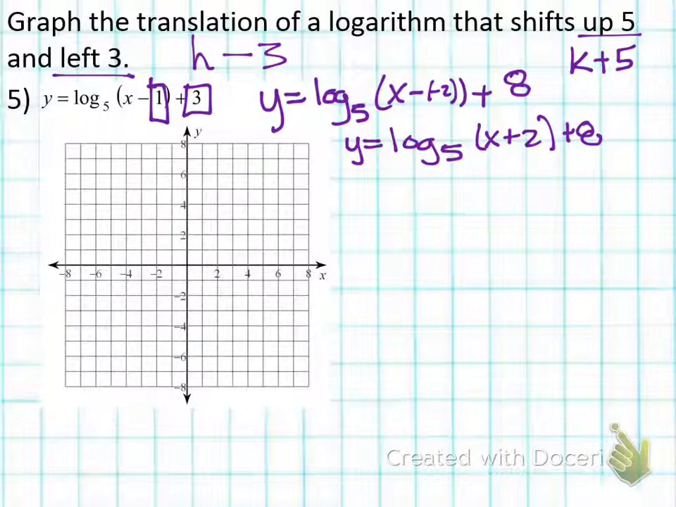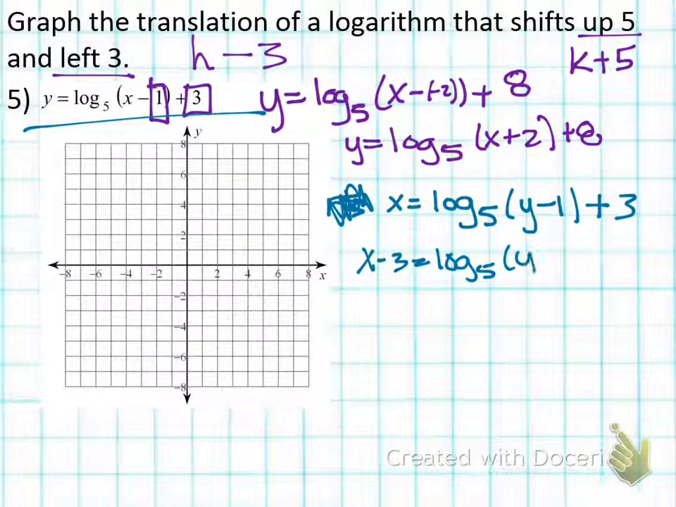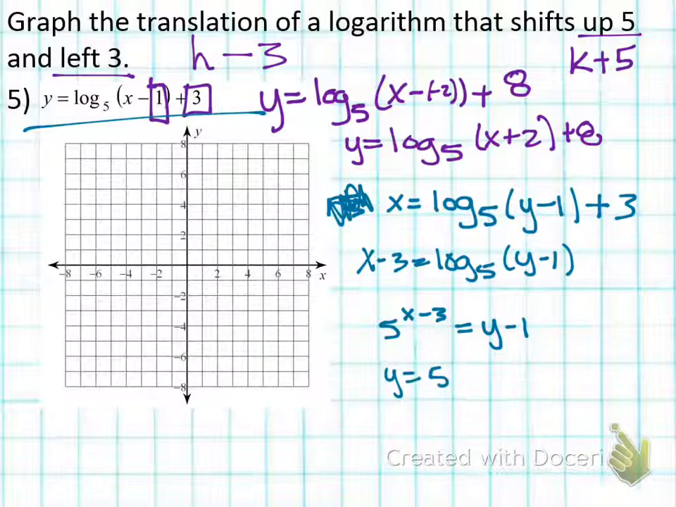Now I want to graph this, and remember yesterday we talked about graphing logs. In order to do that, we need to take the inverse, make a table for the exponential, and then flip the values. So I'm going to take the inverse of this. Switching x and y, I get x equals log base 5 of y minus 1, plus 3. I want to isolate the logarithm first, so I'll get x minus 3 equals log base 5 of y minus 1. Rewriting this as an exponential equation, I get 5 to the x minus 3 equals y minus 1, and solving for y, I get y equals 5 to the x minus 3, plus 1.